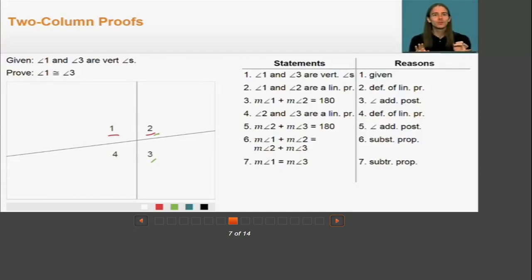And now we're really close to proving our theorem because we just need to use the definition of congruence to conclude that angle 1 is congruent to angle 3. And this is, in fact, what we wanted to prove. We wanted to prove that vertical angles are congruent. So this concludes our proof.